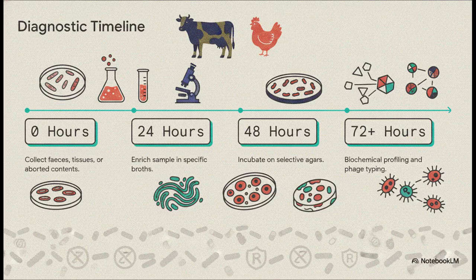By 48 hours, they do aerobic incubation at 37 degrees Celsius on selective agars. They're looking for visual clues, like red, alkaline colonies with black centers on XLD agar. And it goes on. At 72 hours and beyond, they're doing biochemical profiling, slide agglutination, and phage typing to track dangerous strains, like Salmonella Typhimurium DT104, which is famous for being resistant to multiple antibiotics.